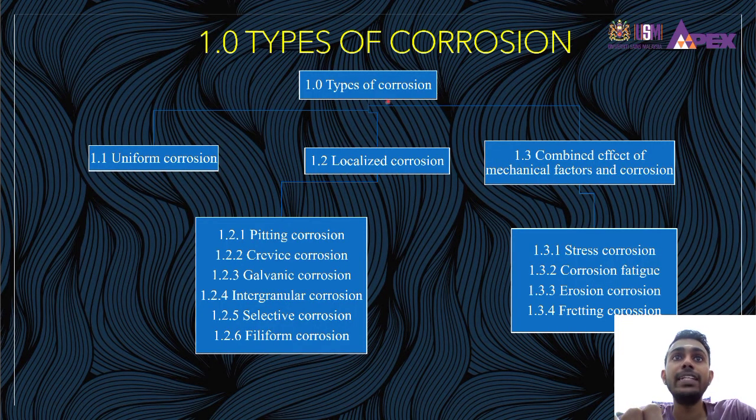Corrosion mainly can be divided into three main groups. First is uniform corrosion, second is localized corrosion, third is combined effect of mechanical factors and corrosion. Under localized corrosion, there are 6 types of corrosion, while under combined effect of mechanical factors and corrosion, there are 4 types of corrosion.